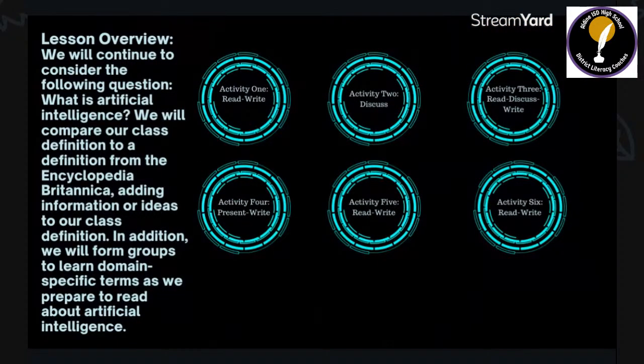In this lesson's 6 activities, students continue to consider the question, what is artificial intelligence? They will compare their class definition to a definition from the Encyclopedia Britannica, adding information or ideas to their class definition. In addition, they will form groups to learn domain-specific terms as they prepare to read about artificial intelligence.